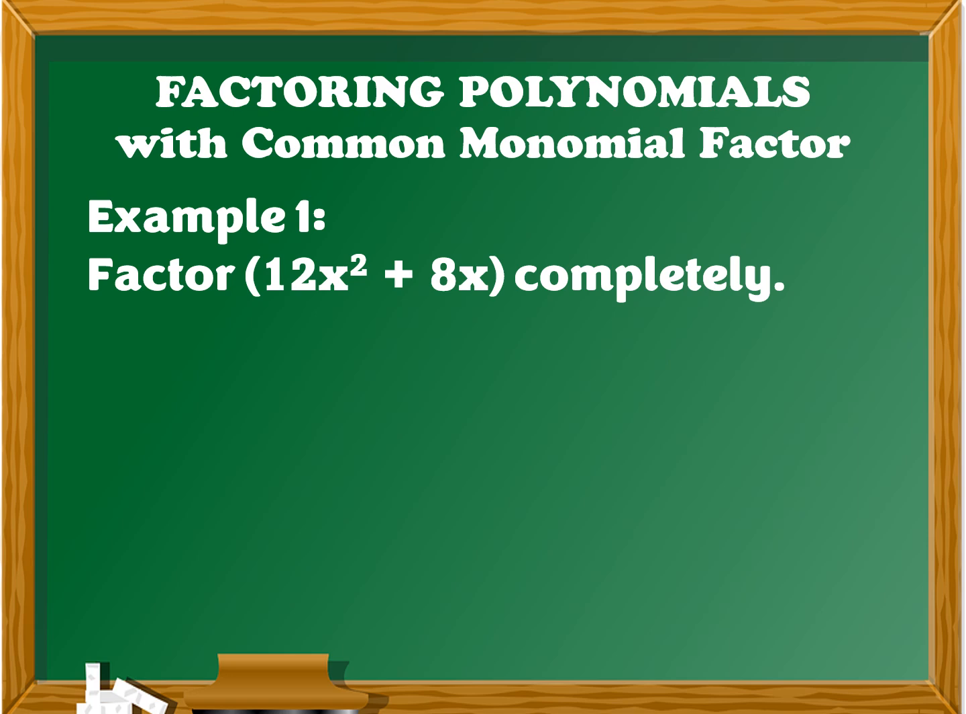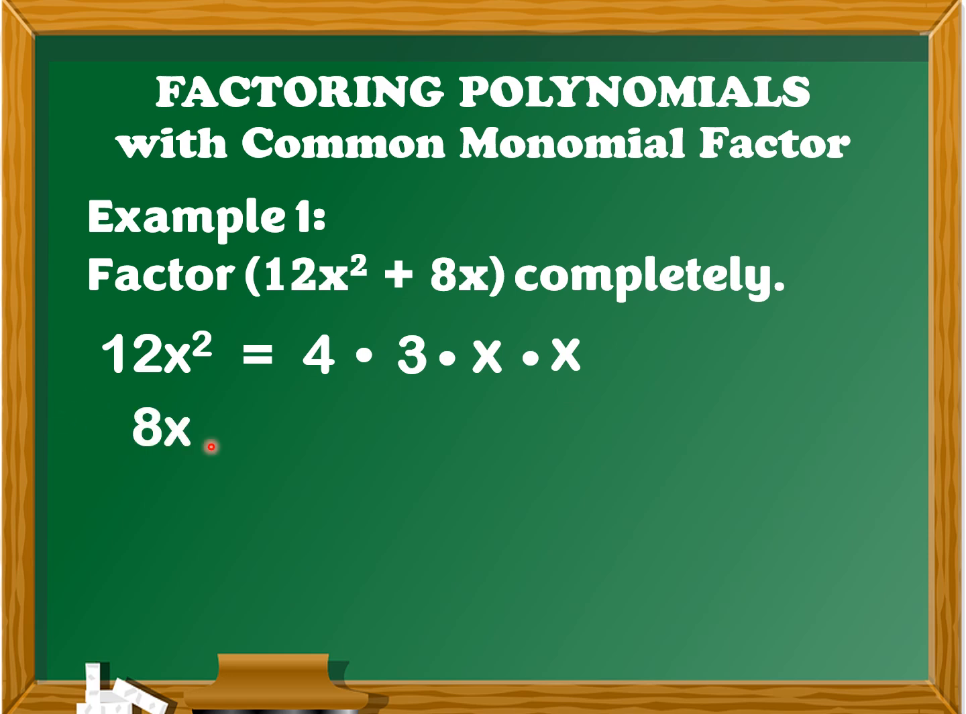In order to determine the common monomial factor of the given polynomial, first we're going to determine the factors of 12x squared. So we have 4 and 3. These are the factors of 12. And x and x are the factors of x squared. So these are now the factors of 12x squared.